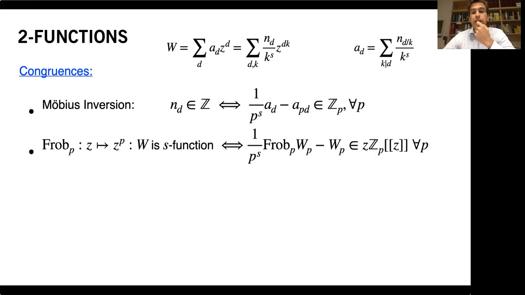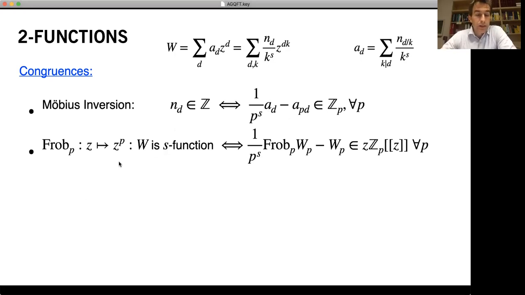But if you then want to rewrite this in terms of the generating function, you have the Frobenius, and you can rewrite it in this fashion. So 1 over p to the s, Frobenius W sub p. That just means you look at it at p. Okay, at this point this doesn't mean much, and that's then an integral power series with Z_p coefficients. So that's the equivalent definition.